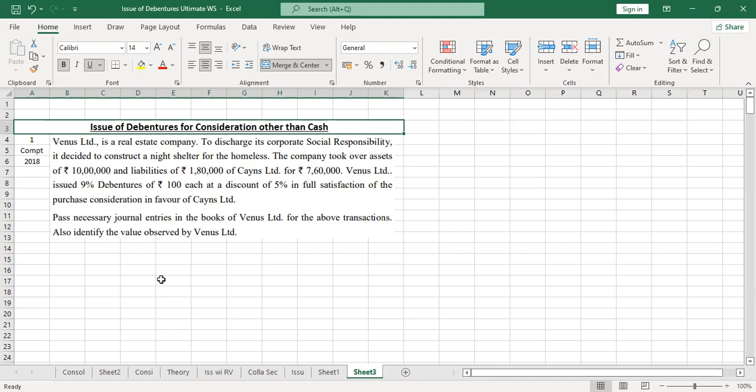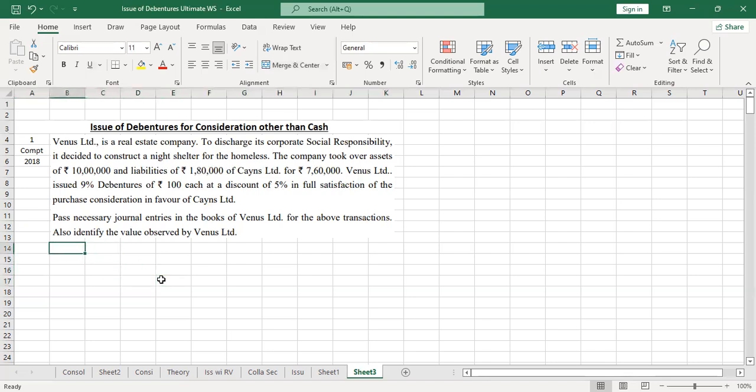Venus Limited issued 9% debentures of 100 each at a discount of 5% in full satisfaction of the purchase consideration in favor of Keynes Limited. Pass necessary journal entries in the books of Venus Limited for the above transactions.